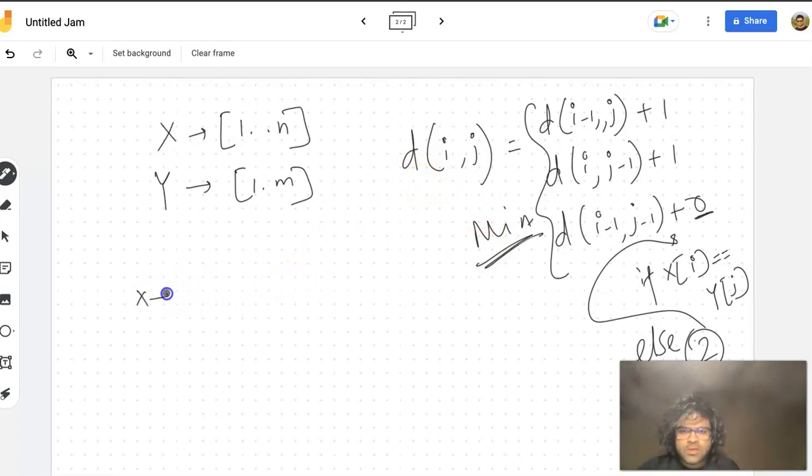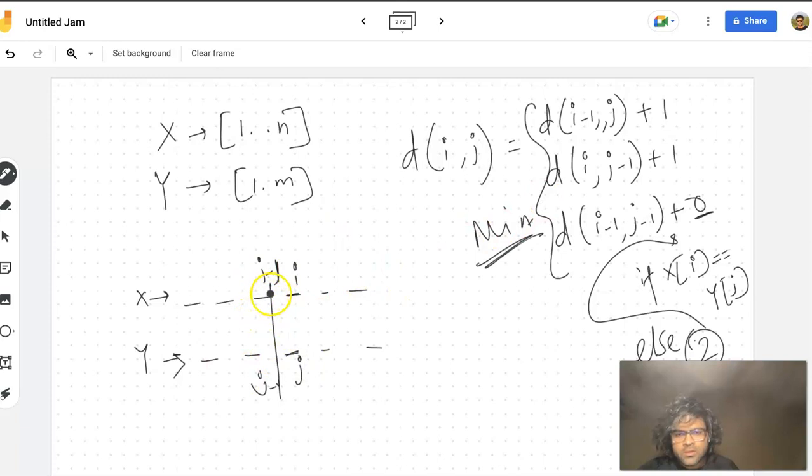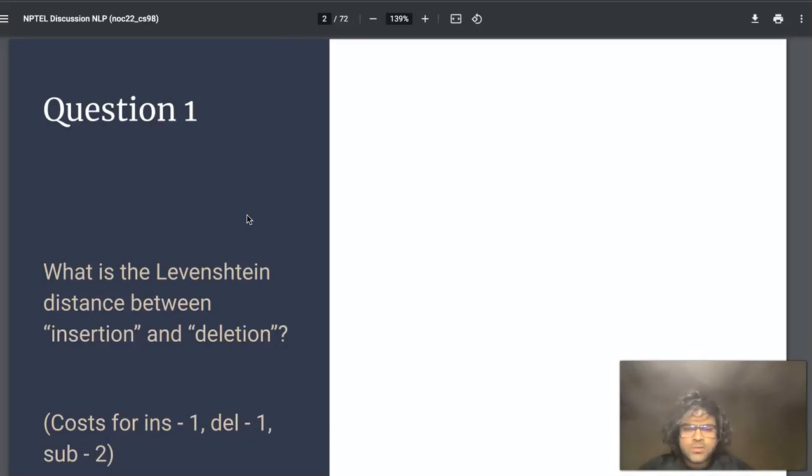Suppose this is the x thing, and this is the y thing, and we know the distance till this point. Suppose this is i minus 1, this is j minus 1. Now I want to check what is the distance for this with this, till this point. To check this, we have multiple possibilities. We can check this with this one, or this with this one, or this thing. So this is the basic thing.